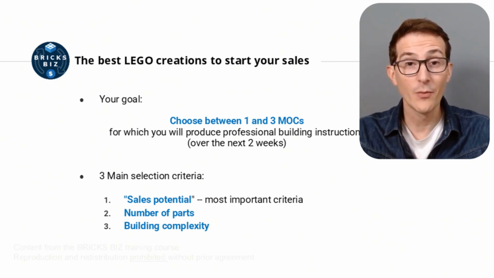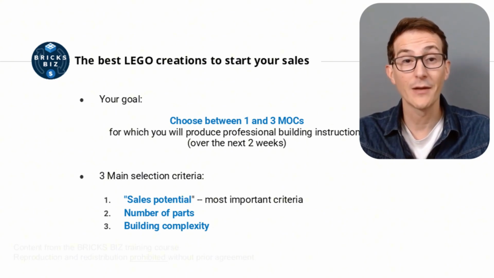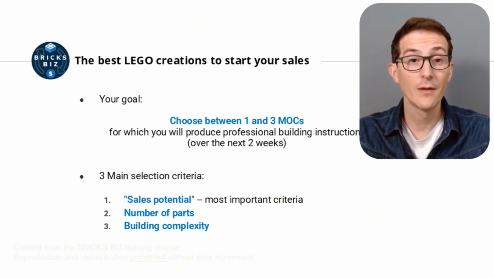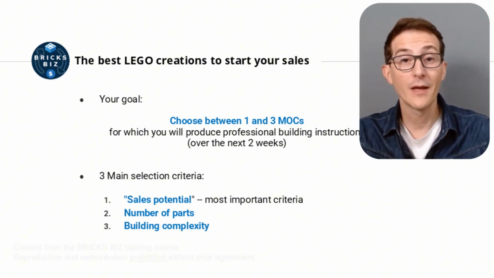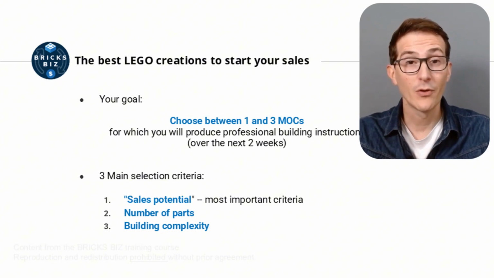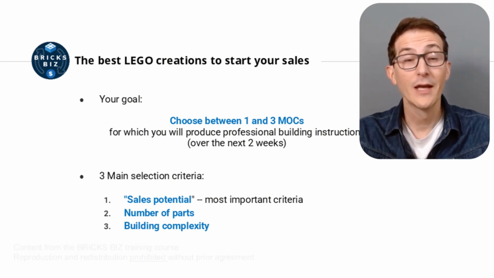To identify your most popular creations, i.e. those with the best commercial potential, for example, you can compare the number of likes, comments, and views, and list the number of requests for your MOCs on your social media. You may be in for a surprise when you look at these indicators.